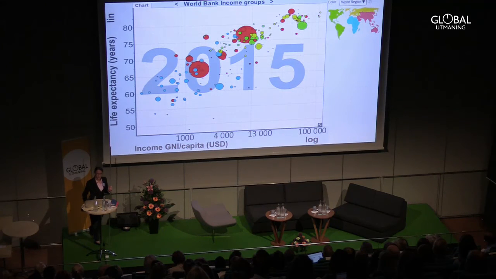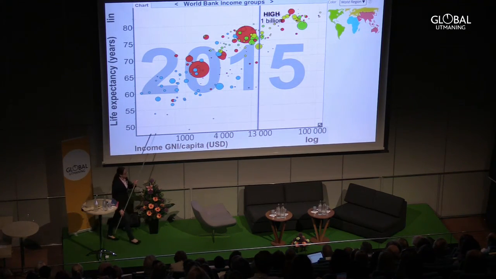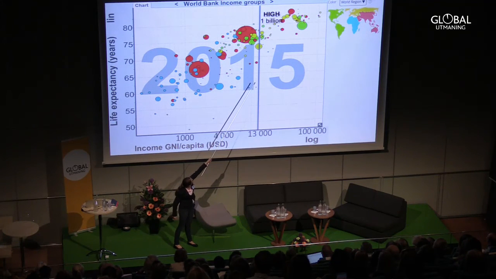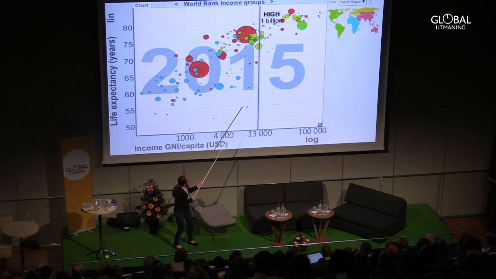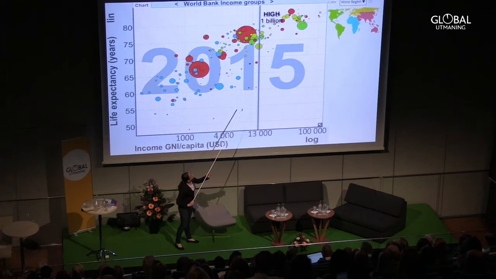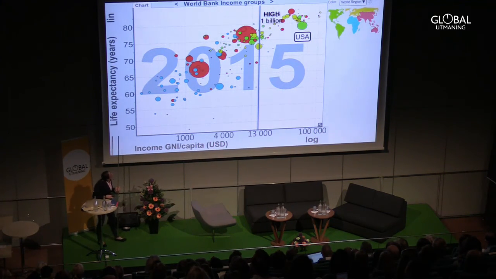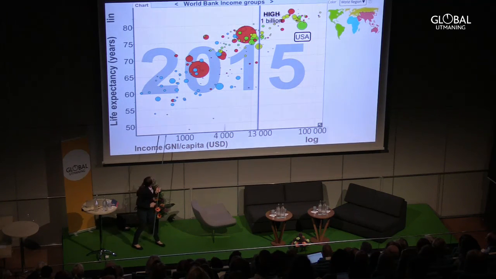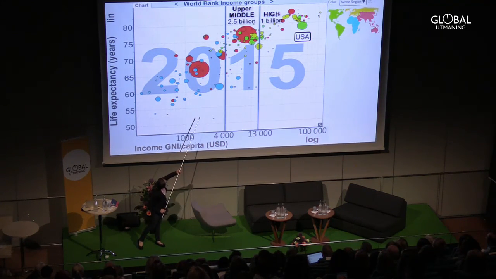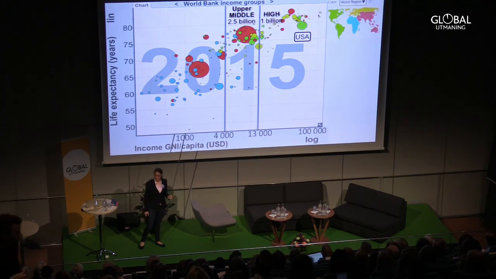So now we're going to continue with definitions, and I will use the World Bank income categories, meaning we have first the high-income countries, where 1 billion people live. And up there in the corner, I cannot reach, I'm too short, you have Sweden. You have the big green bubble, which is the US. And then we have the upper middle income countries with another 2.5 billion people. And that's where China is.